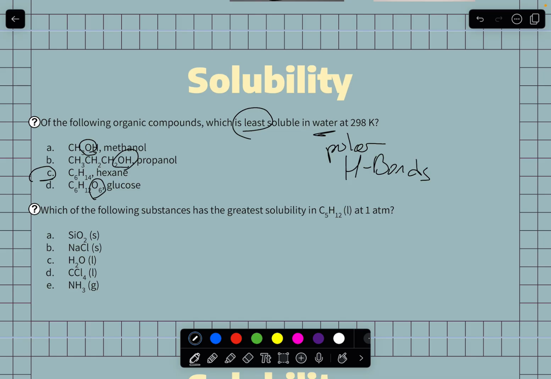And then the second question, I want you to go ahead and think about this and do it on your own. Which of the following substances has the greatest solubility in C5H12? So this one is non-polar. Okay, so see which one matches with that.